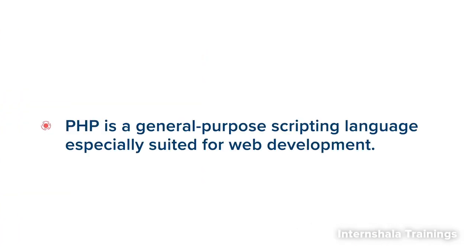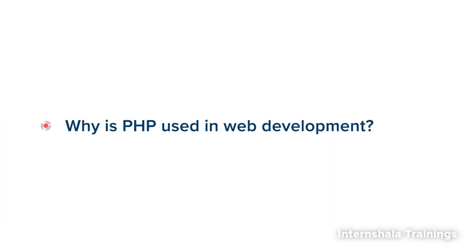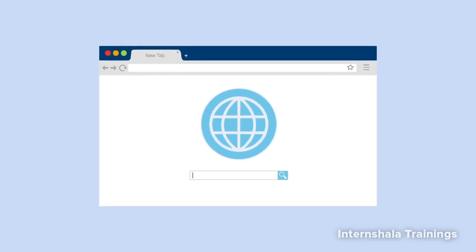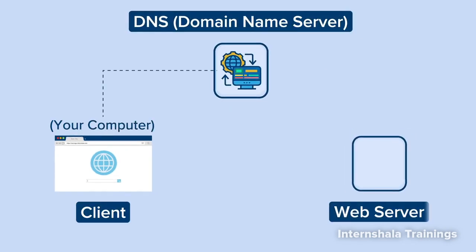PHP is a general purpose scripting language, especially suited for web development. Now, let's understand why PHP language is used in web development. We already know the communication channel between a browser and a web server. The browser feels the need of a service and tries to fetch a relevant web page when we type a URL in its address bar. The browser then makes a DNS lookup to find the host computer corresponding to the URL that contains the desired web page. Once the browser finds the host computer, it connects to the web server running on it so that they can communicate with each other.